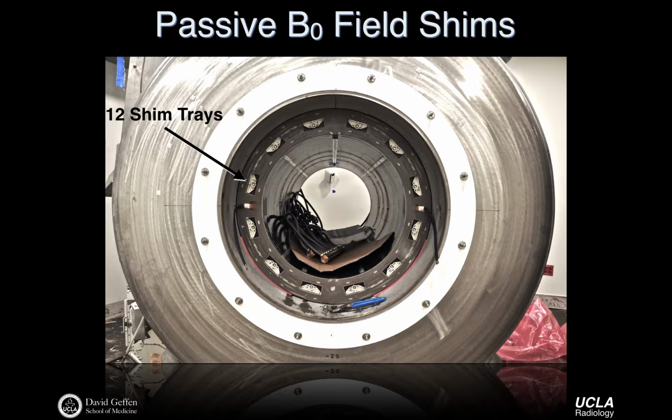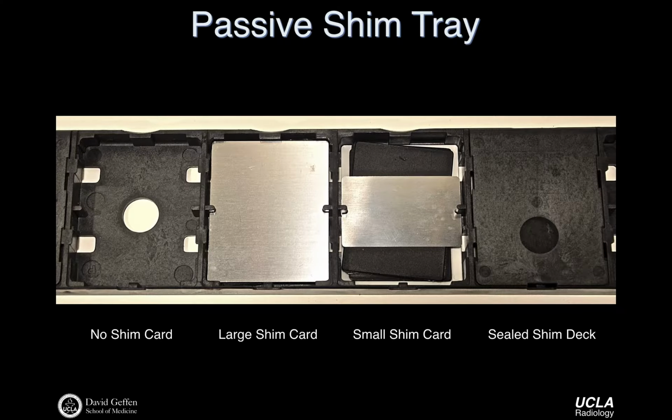You can pull these shim trays out. I think that's the next slide. The shim tray just looks like this. It basically holds a deck of cards. In every deck, the engineer can place the right amount of cards to help them further shape the field to specification. So the trays can be empty, and maybe you're out of spec, and then he can dial in the cards in the deck as much as he needs to, either no shim card, large shim card, small, or in this case, the shim deck has been sealed.